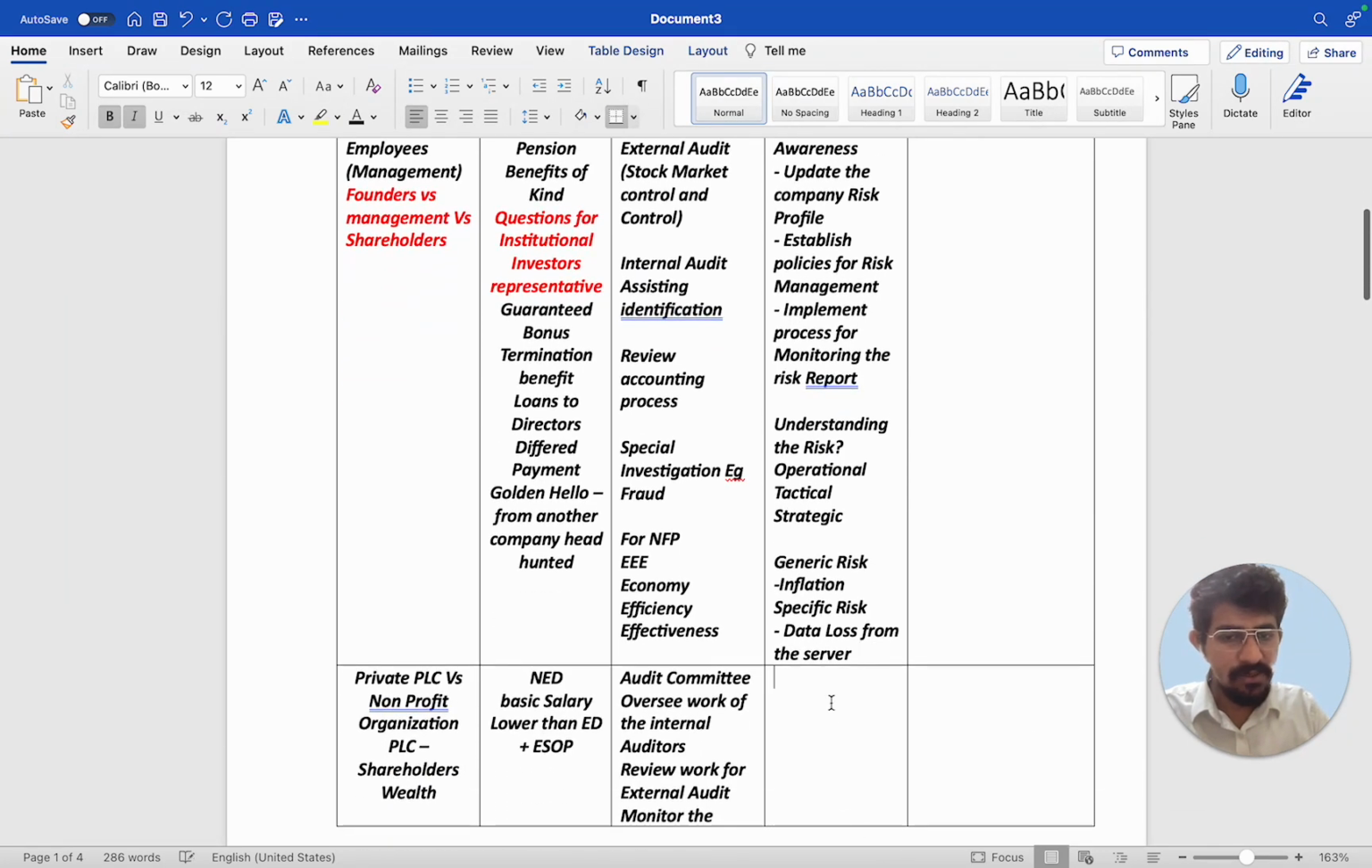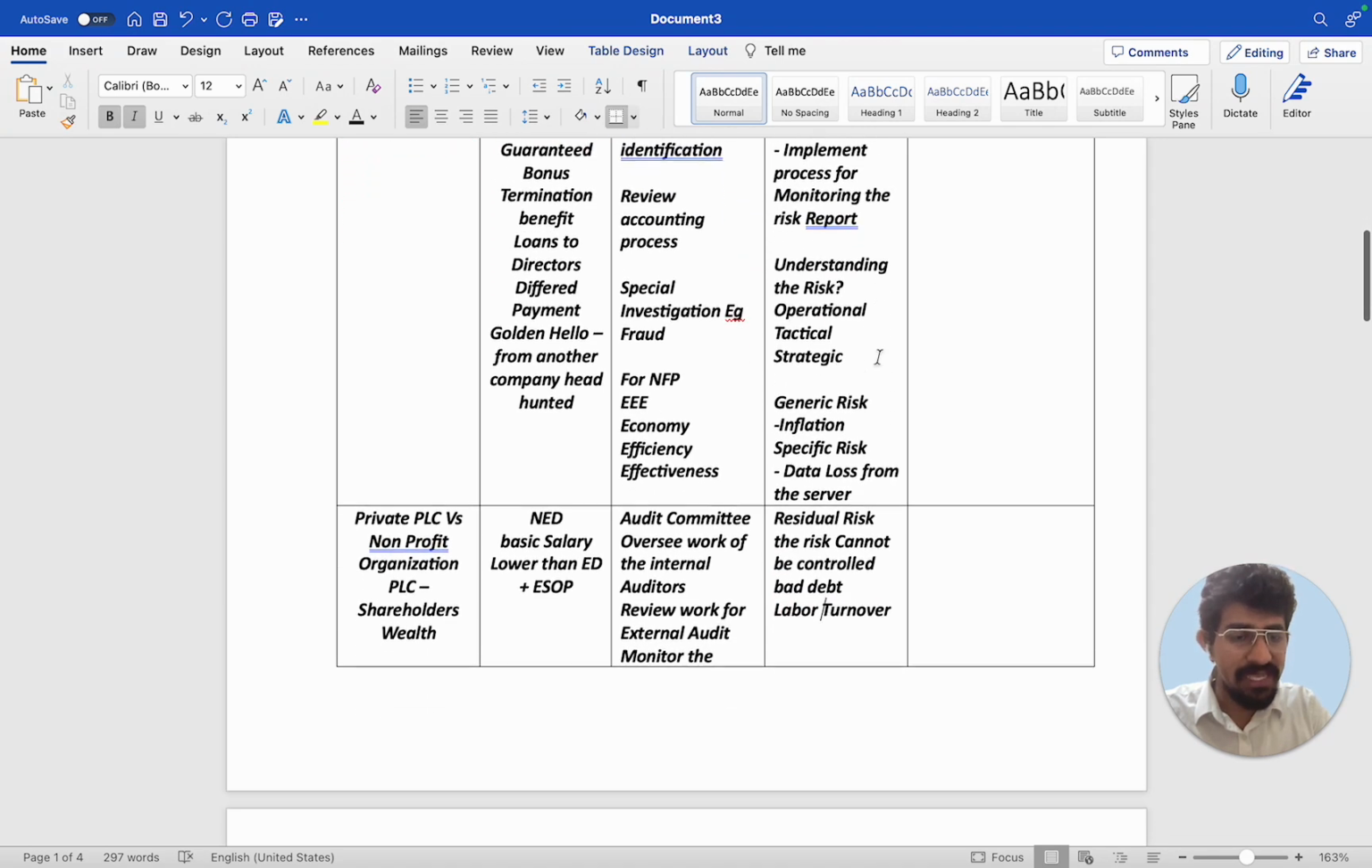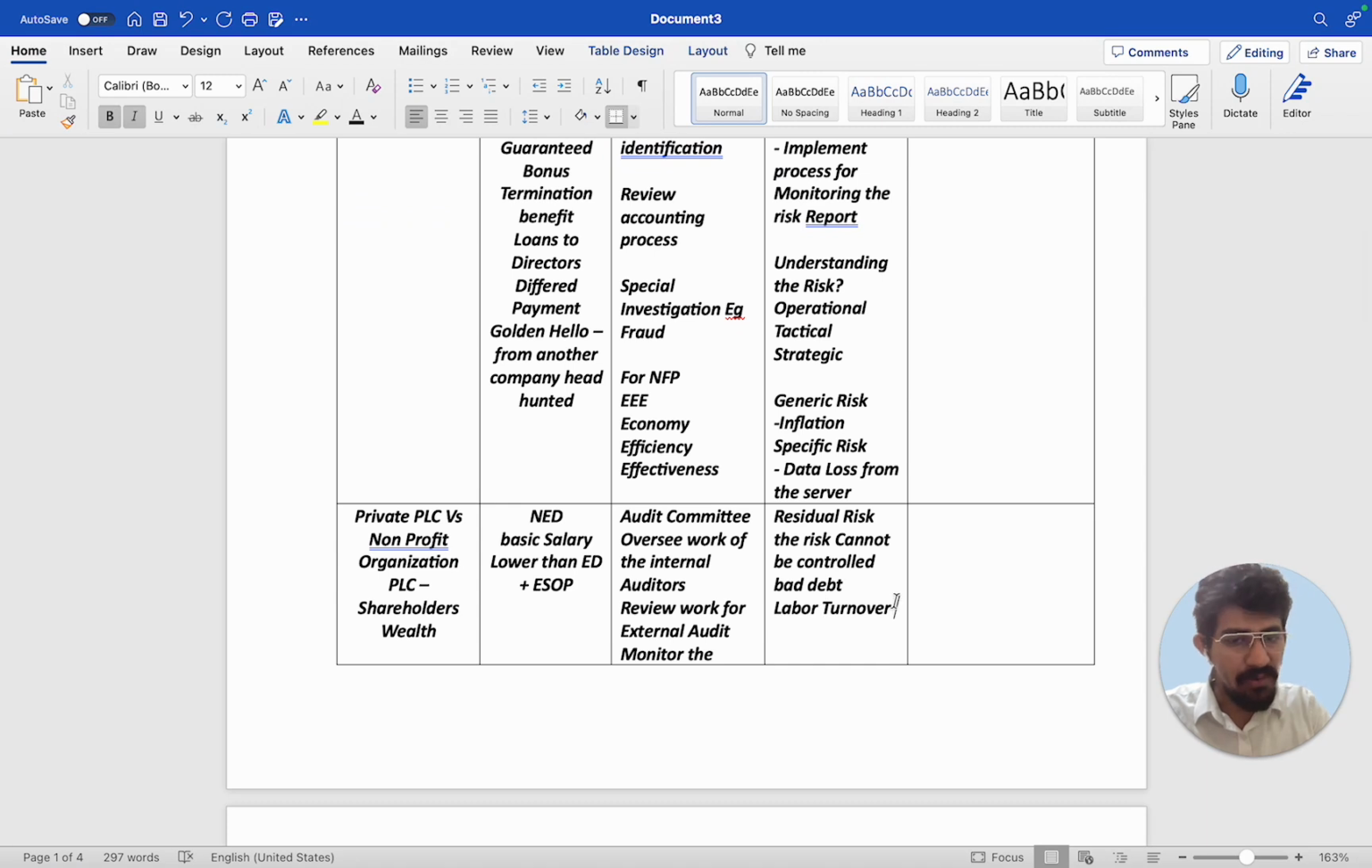And then, students, just to go a little more in detail, there is something called residual risk. Residual risk means the risk you can't control. For example, in real life, bad debt will anyway happen. Labor turnover: can you control labor turnover? No. People will leave the company anyway. It is mentioned there is a high number of laborers leaving. It's a residual risk. But how do we have to manage it, students?